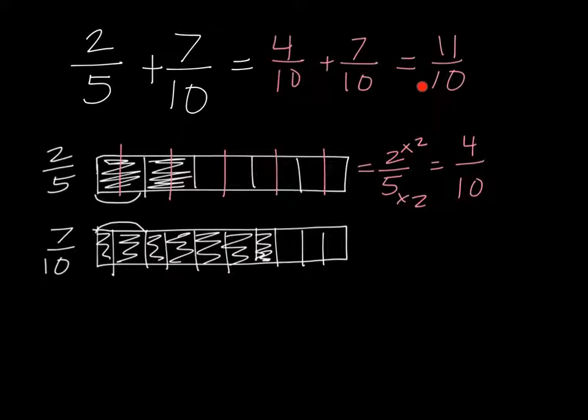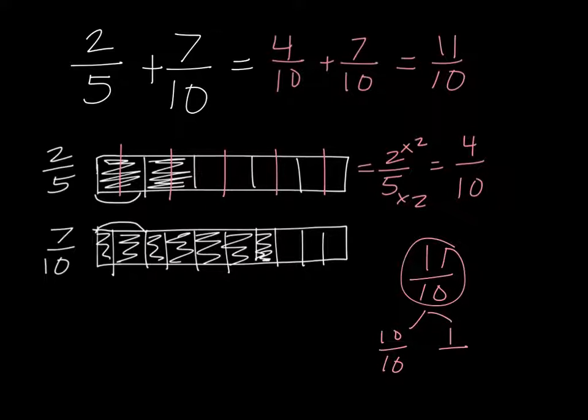Now, since this fraction is an improper fraction because my numerator is larger than my denominator, I'm going to do my number bond so I can turn this into a mixed number. I know that there are 10 tenths in one whole, and if I have 11 tenths and I've used up 10 of them, that means I have 1/10 left over. So my final answer for this problem is 1 whole and 1/10.